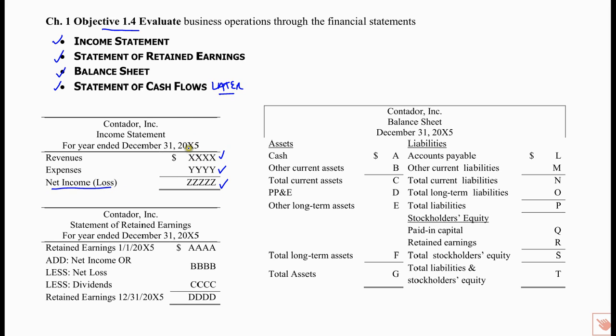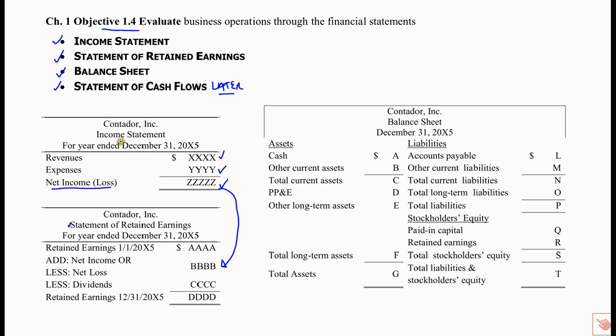When you're creating the financial statements, you want to create them in this order: income statement, statement of retained earnings, and then the balance sheet. The reason is that net income is going to be used in the next financial statement, the statement of retained earnings.